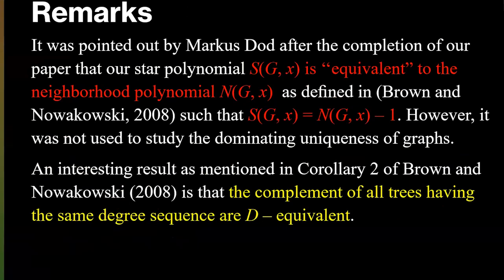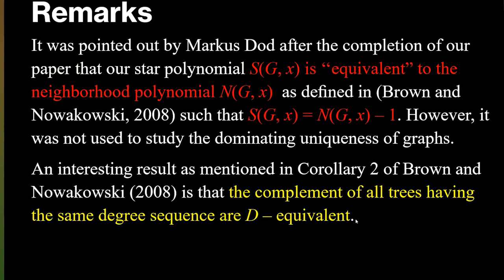Okay, there is an interesting remark given by Marcus Dot. After I submitted my paper back in 2016, I think, he wrote to me saying that our star polynomial is actually equivalent to the neighborhood polynomial defined by Brown and Novosibirsk in 2008. The only difference is a small -1 here. But they didn't define it to study the dominating uniqueness of graphs.